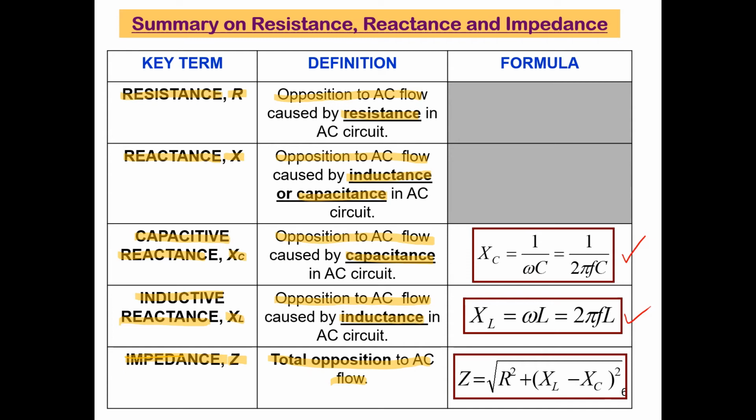RLC circuit. Just now previously we learned about the pure inductor, pure capacitor and pure resistor, right? Later you will also find the combination circuits, which are RL, RC and RLC. So for the combination circuit, you'll find the total opposition, which is impedance Z. In order to find impedance, the equation for the impedance is Z equal to square root of R squared plus (XL minus XC) squared.